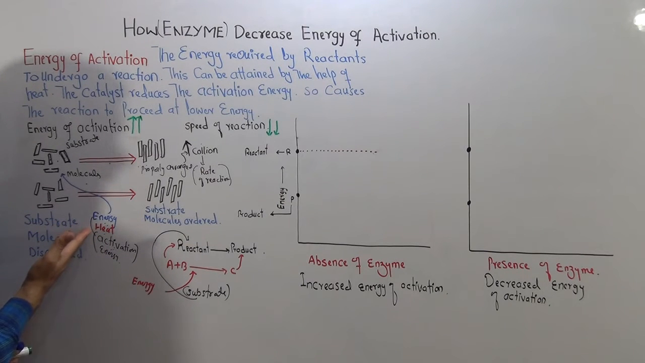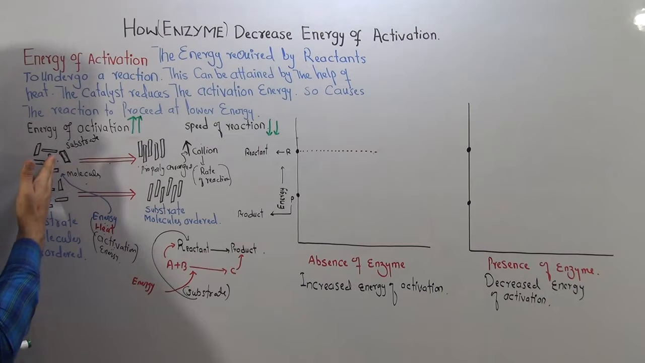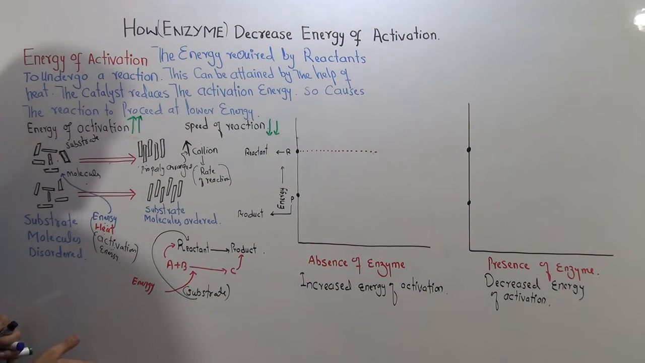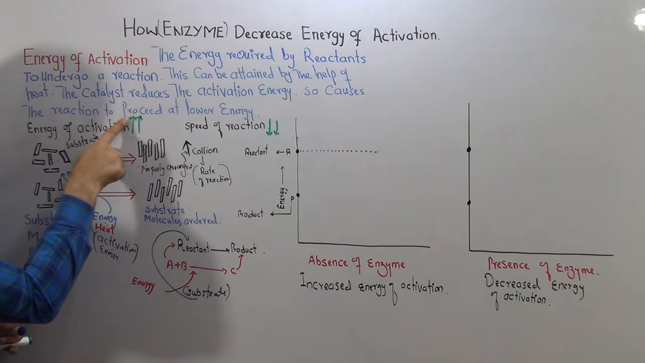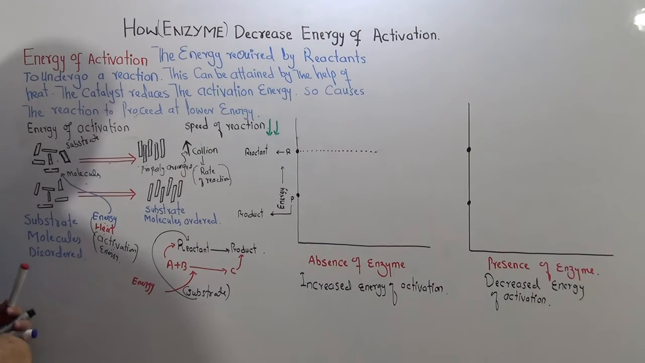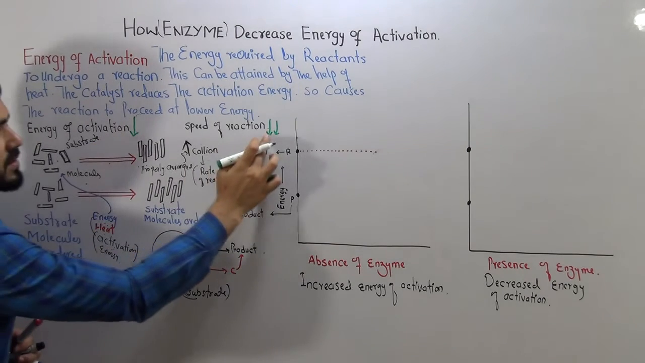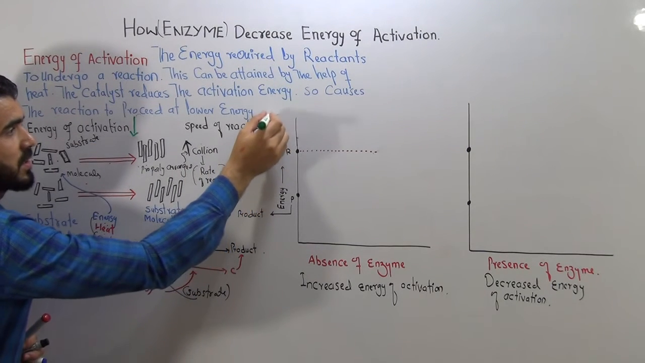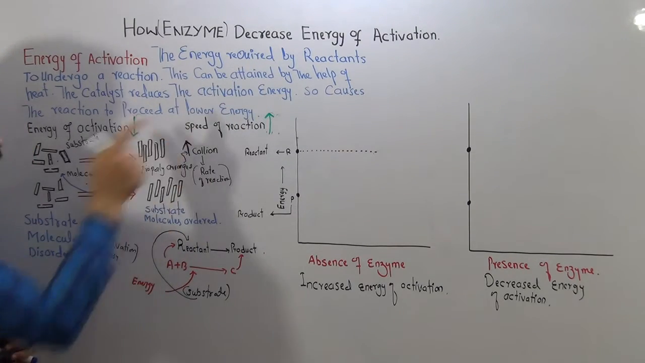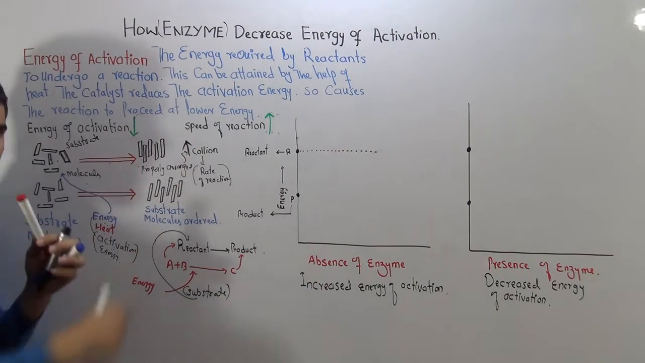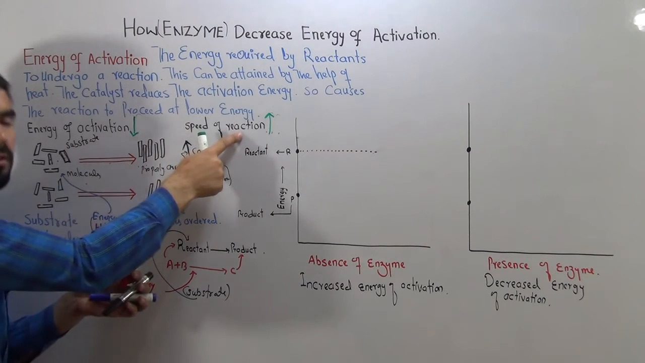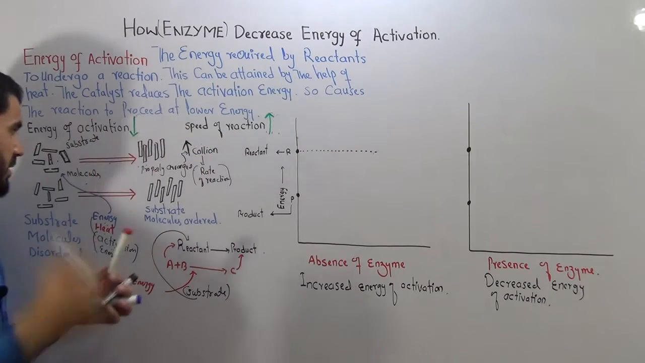So if you don't have a sufficient amount of heat energy, then it is not possible for this reaction to start earlier. As a result, it will be a slow reaction. That is why our target should be to decrease this activation energy. As a result of this decreased activation energy, the speed of reaction will increase. These two are always inversely proportional to each other. If you decrease one, the other will definitely increase, and vice versa.